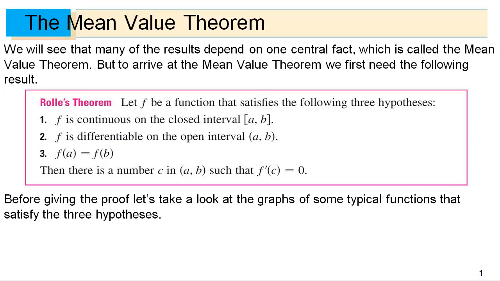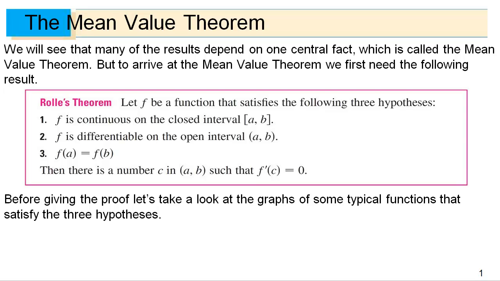And Rolle's theorem says that if f is a function that satisfies the following three hypotheses: it's continuous on a closed interval, it's differentiable on an open interval, so that just means it doesn't have to be differentiable at the two endpoints, and f of a equals f of b. In this case we're talking about the endpoints, right? So Rolle's theorem specifically says the function equals itself at the two endpoints. Then there is a number c in that interval (a, b) such that the derivative equals 0 at that point.